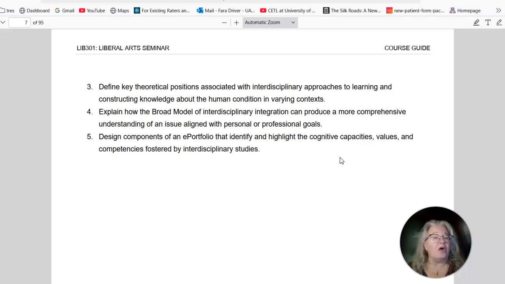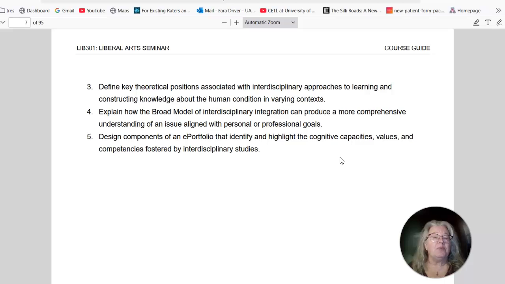Number 4, explain how the broad model of interdisciplinary integration can produce a more comprehensive understanding of an issue aligned with personal or professional goals. The broad model is actually introduced in weeks 3 and 4, so the 4th CLO you won't actually see a lot of until you get to weeks 4 and 5. But it is a very good model, and it's again the one that argues for balance and how to integrate equally from 3 or more disciplines.